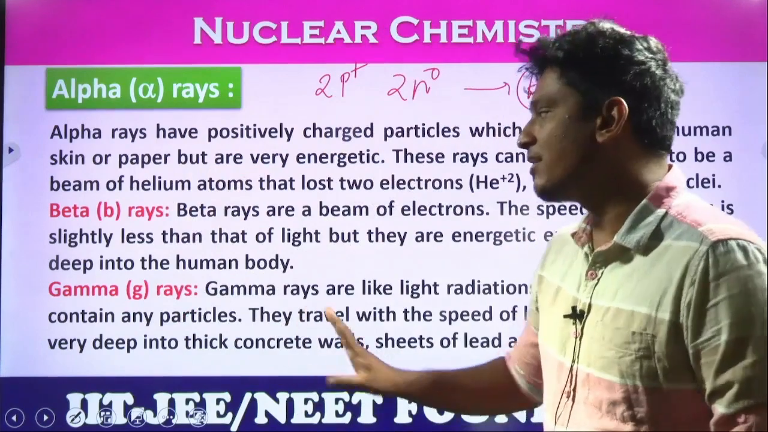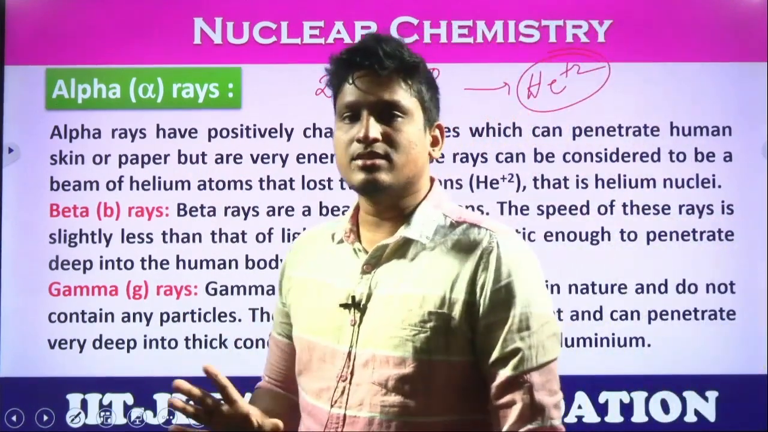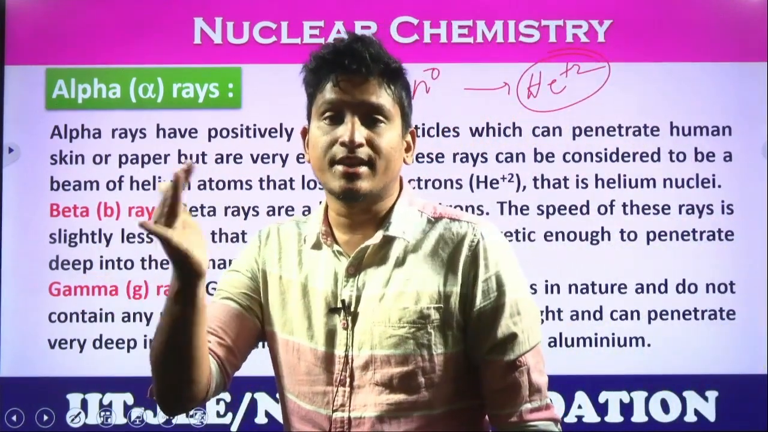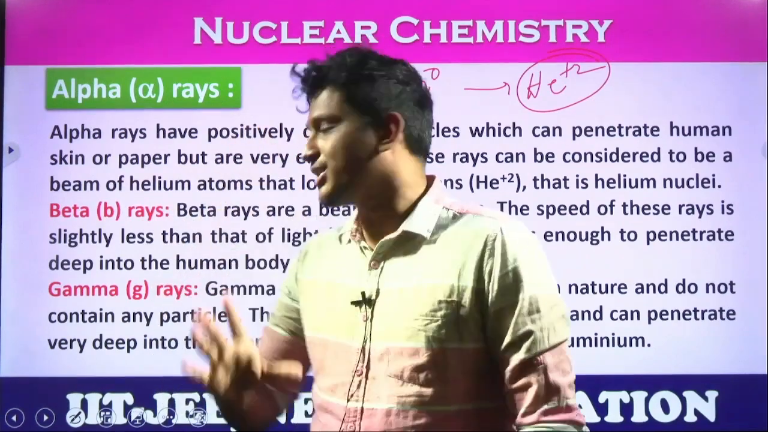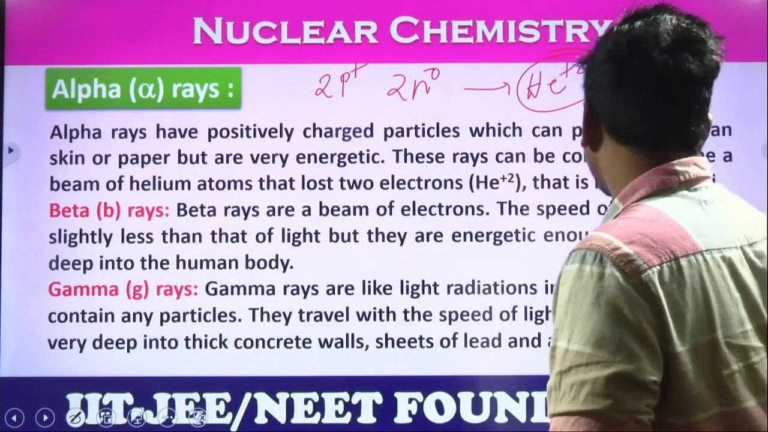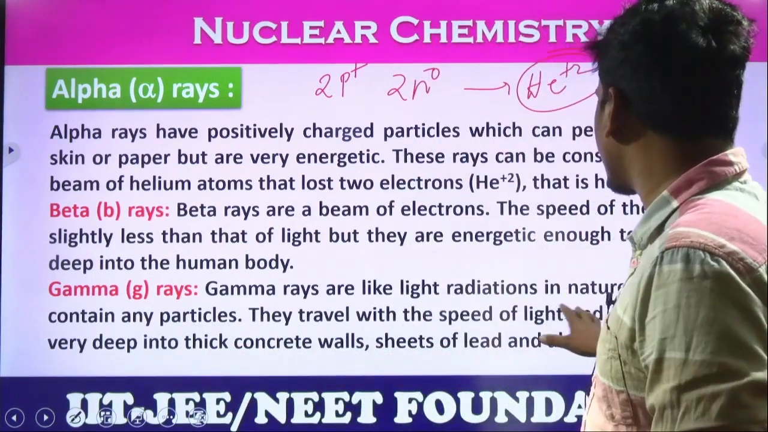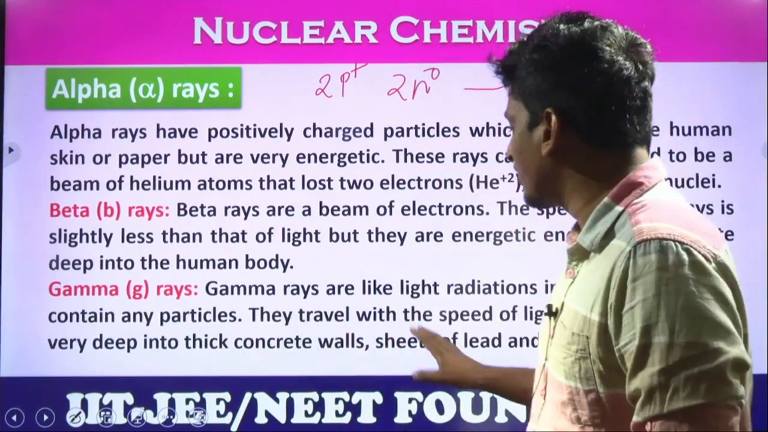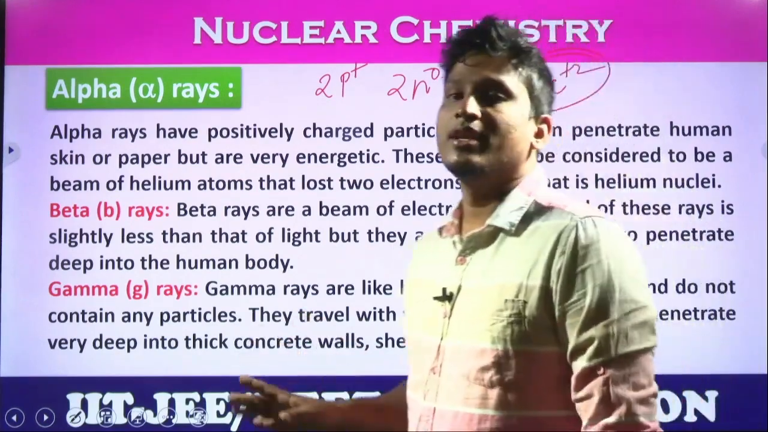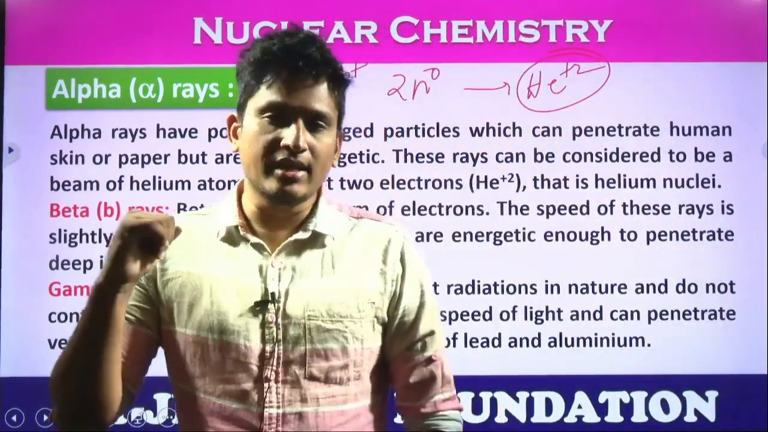Next, last one is gamma ray. Gamma ray is not a particle, students. It's a light radiation, contains electromagnetic radiation of high energy. So gamma rays are like light radiations in nature. They do not contain any particles. They travel with the speed of the light and can penetrate very deep into the thick concrete walls, sheets of lead and aluminium also. So these are the main rays, students.